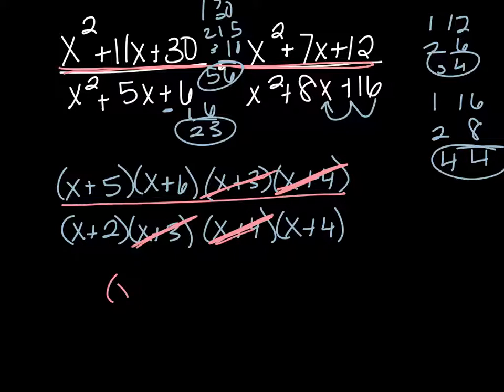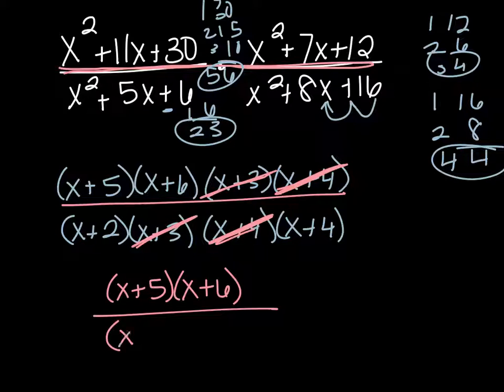So the numerator, I have an x plus 5 times x plus 6. The denominator, I have an x plus 2 and an x plus 4. And there's your final answer.